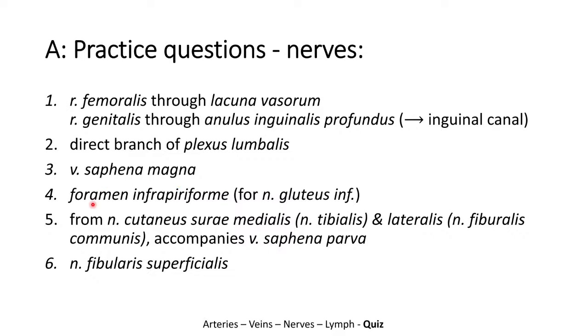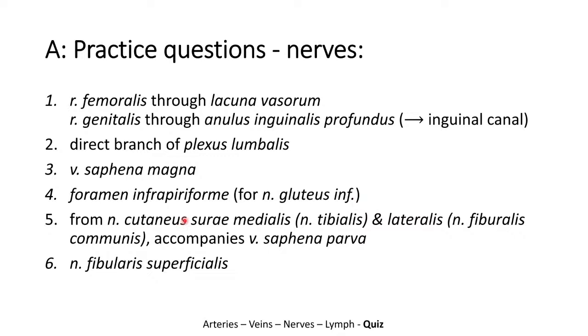Number 4, through which opening does the nerve innervating musculus gluteus maximus exit the pelvis? For that we first have to know the innervation of musculus gluteus maximus, and it is nervus gluteus inferior. Then you can know that this will pass through the infrapiriform foramen.